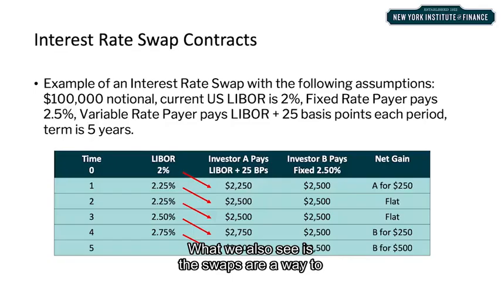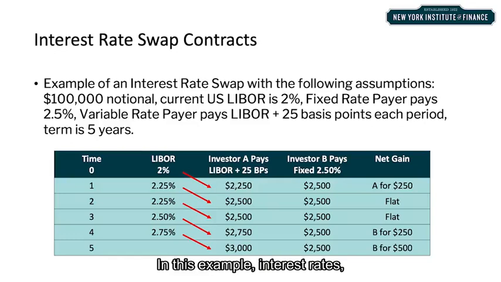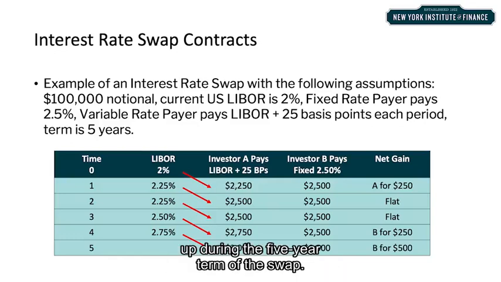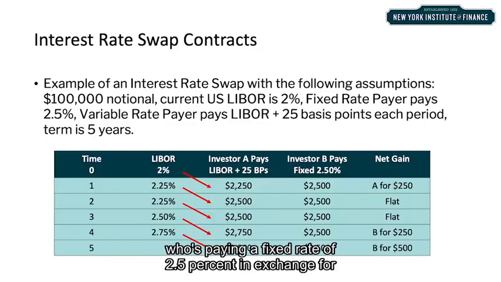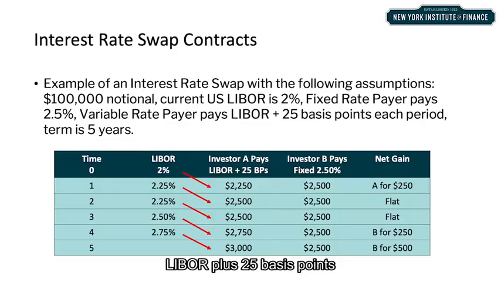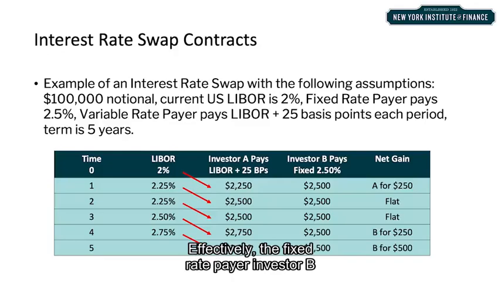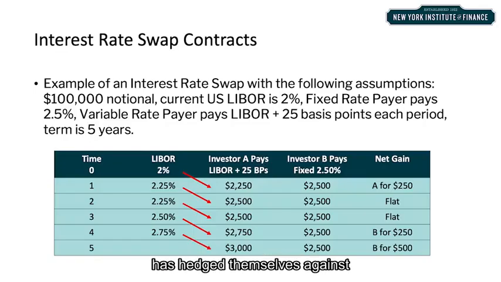What we also see is that swaps are a way to hedge against changes in interest rates. In this example, interest rates, meaning LIBOR, have gone up during the 5-year term of the swap, which means that counterparty B, who's paying a fixed rate of 2.5% in exchange for LIBOR plus 25 basis points, is going to make a profit on this swap. So effectively, the fixed rate payer, investor B, has hedged themselves against increases in interest rates.